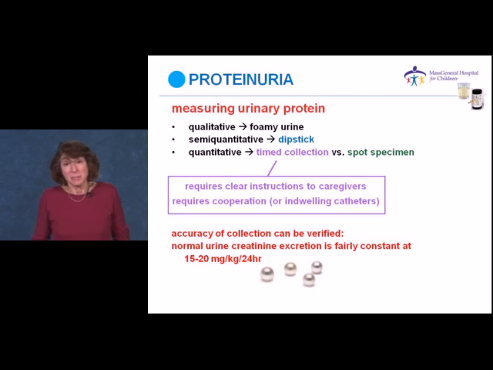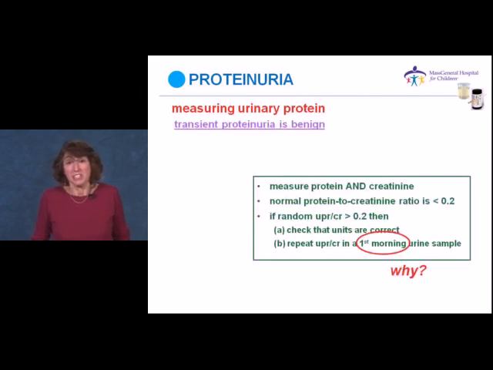The spot specimen is much easier, obviously. You have a sample of urine in a cup, you measure the protein and the creatinine, and just like for calcium and creatinine, for protein and creatinine, you want your ratio to be less than 0.2, and that is when your units are the same.